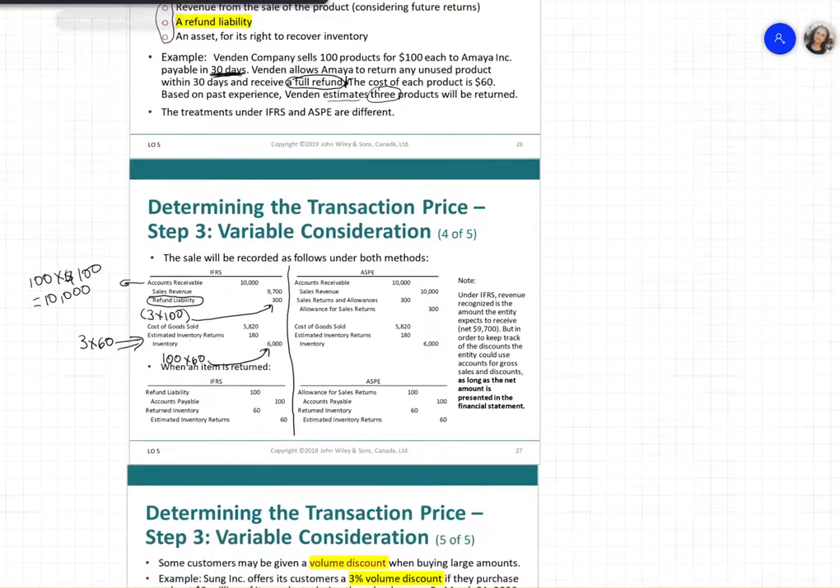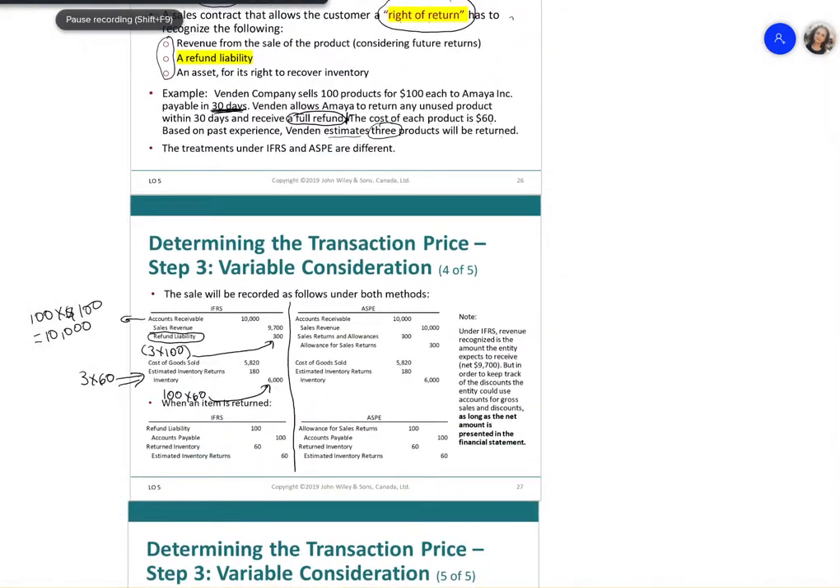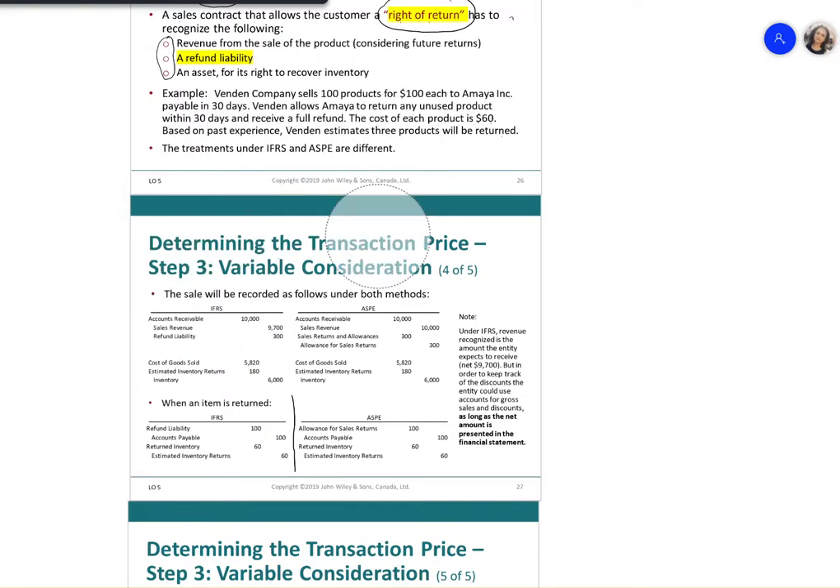Now we're going to do IFRS, then we're going to move to ASPE, because otherwise it gets a little bit complicated. Now when an item is returned within the 30 days, whatever they could not sell, they can return for the full price. So one item is returned within 30 days. It costs them $100 and it costs us $60. So we need to adjust our cost and what they return.